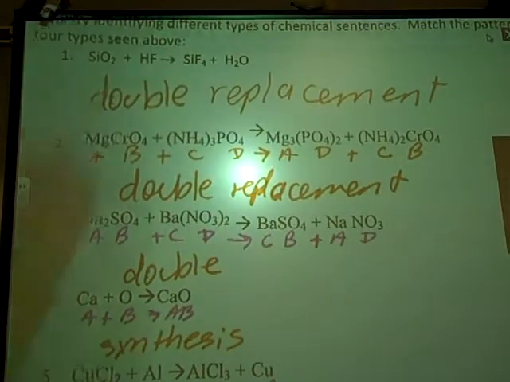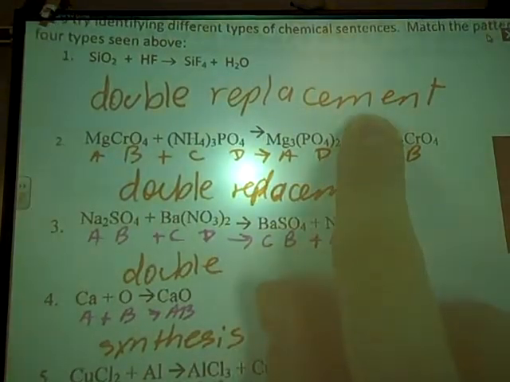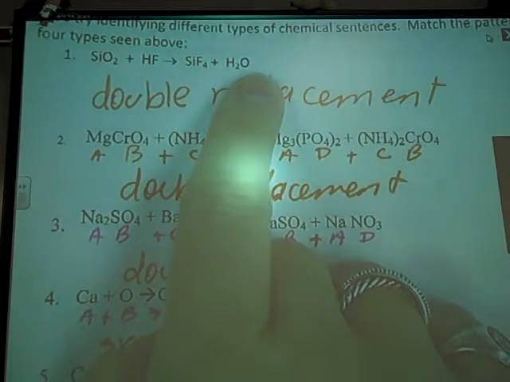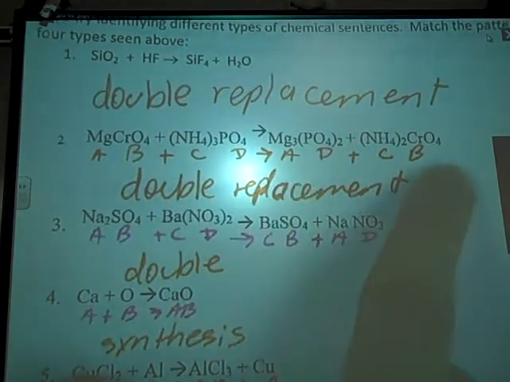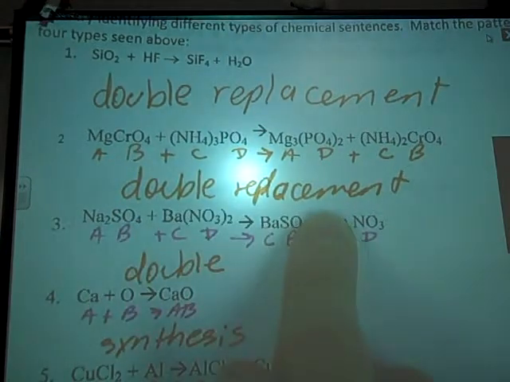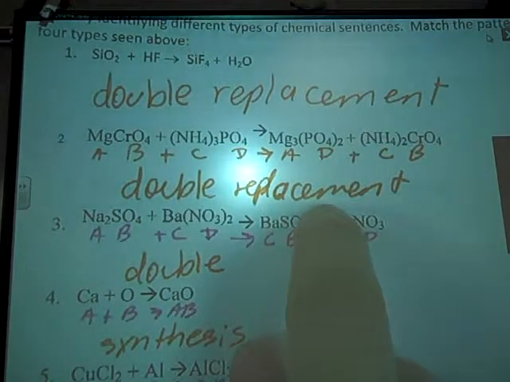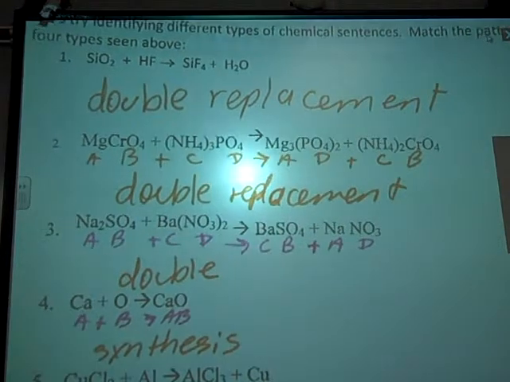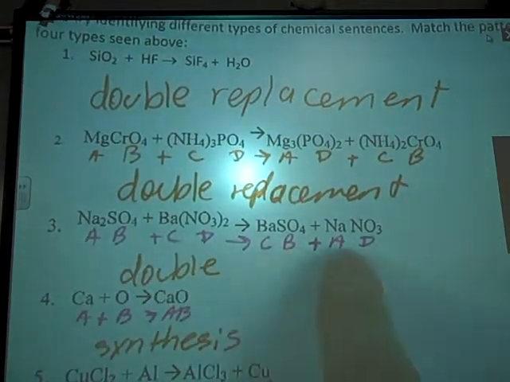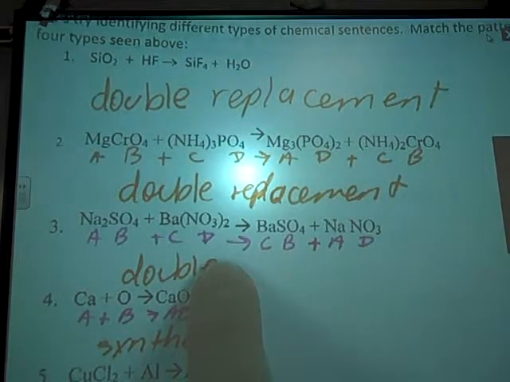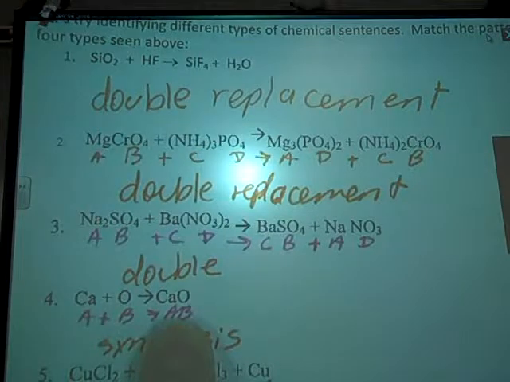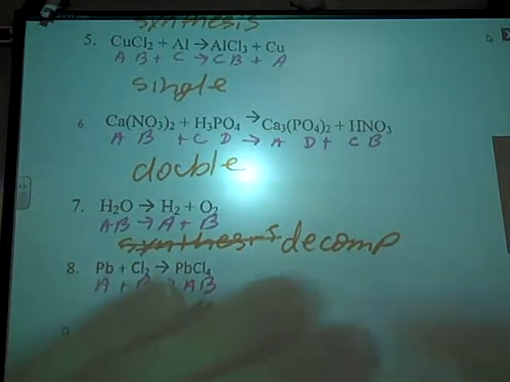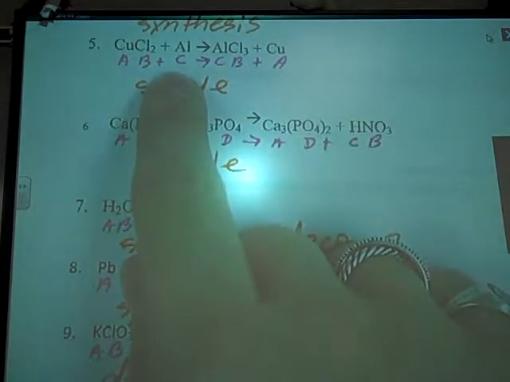So we did number 1 together. We said it was a double replacement because I had compound, compound, compound, compound. Number 2, once again, compound, compound, compound, compound means it is, again, a double replacement. Anything with 4 compounds is a double replacement type of sentence. Number 3, same deal. 3 compounds makes it a double replacement. Number 4 has 2 single things coming together into one big one. Makes it a synthesis.